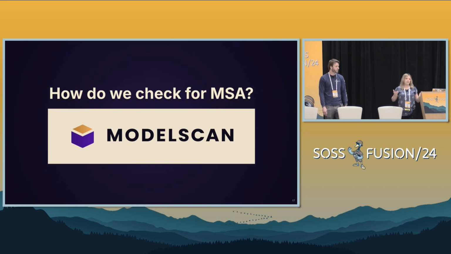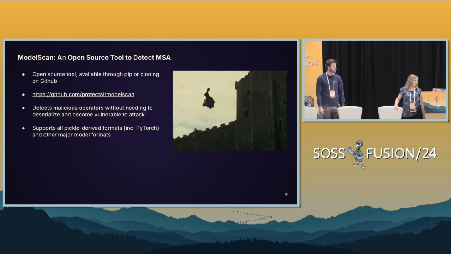So it's out of scope for Hugging Face to police this. They say in their documentation explicitly that it's up to the user to determine if something is safe or not. So how do we check for these attacks? Our answer is Model Scan. This is an open source tool. It's available through pip or cloning on GitHub, and it detects the malicious operators before needing to deserialize and become vulnerable to the attack. So we support all of the Pickle-derived formats, including PyTorch, and some other major model formats that are also vulnerable to this.